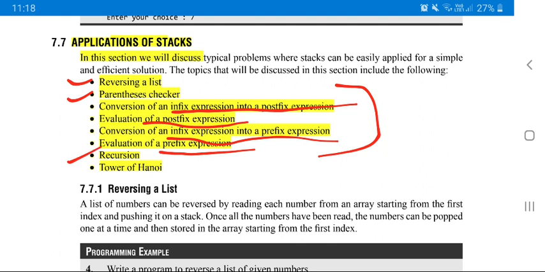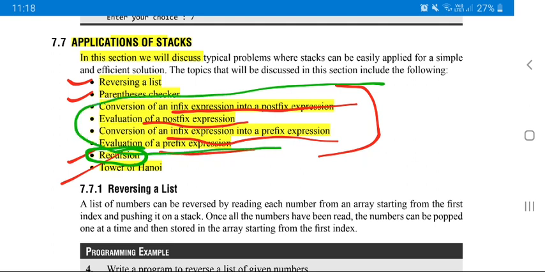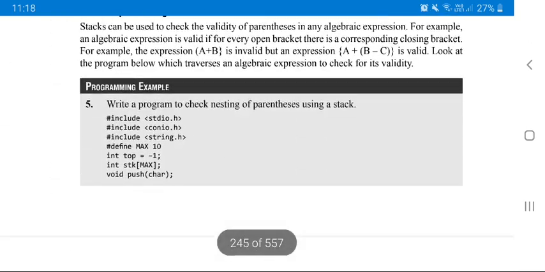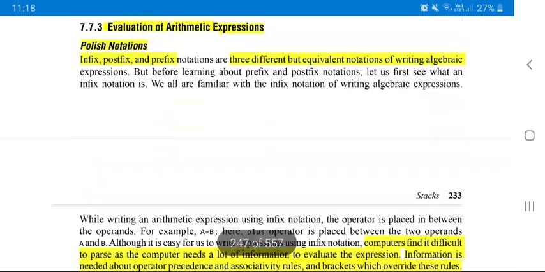Then the next one is recursion and Tower of Hanoi. As per your syllabus, you have to study only two parts. The first one is recursive function and Polish notations. The rest you study theoretically, as applications of stacks, and now we can explain Polish notations in detail.